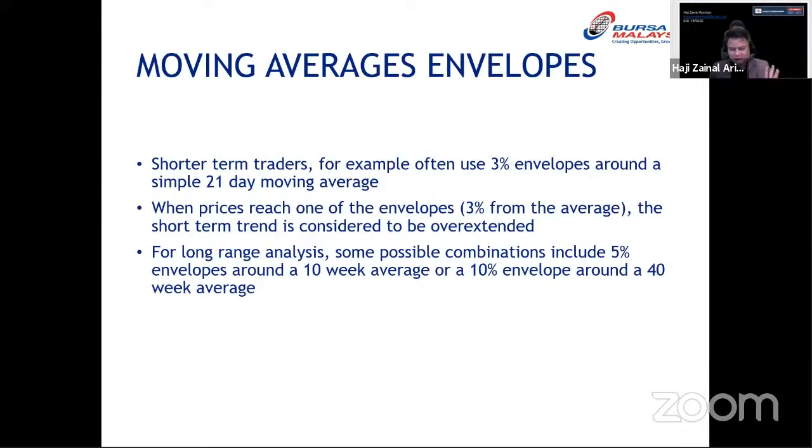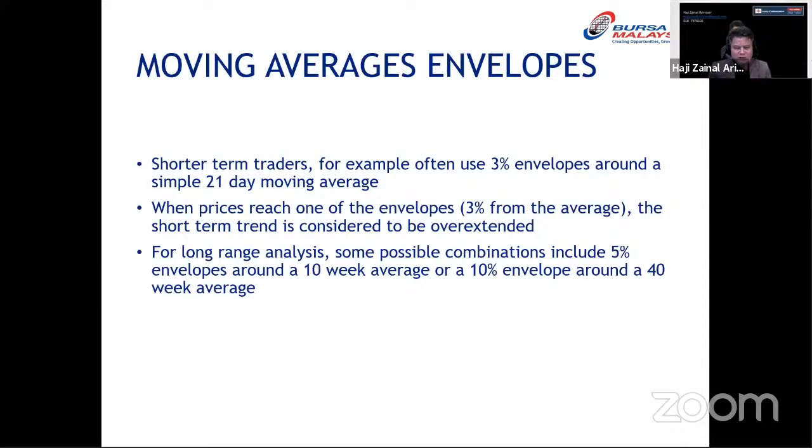When the price reaches one of the envelopes, in this case 3% from the average, the shorter term trend is considered to be overextended. What does it mean? Once the price hits the upper envelope, we call it overextended. This is very important because later I'll show you why.